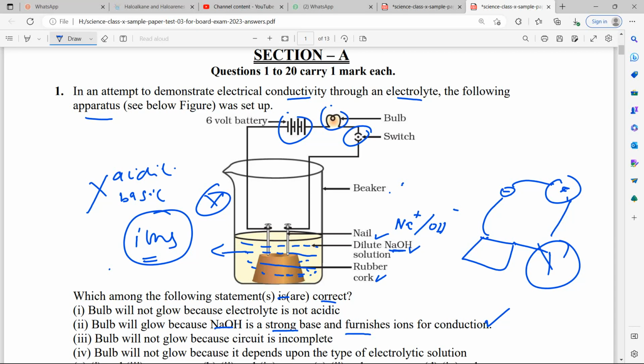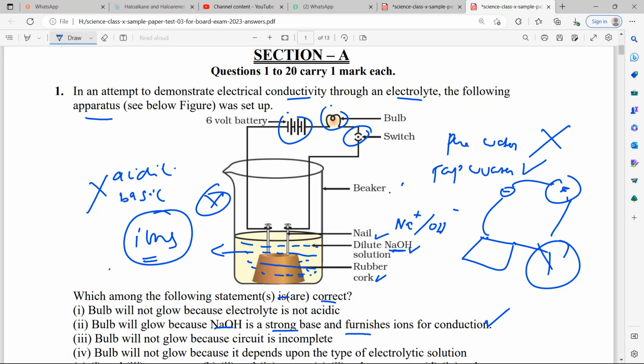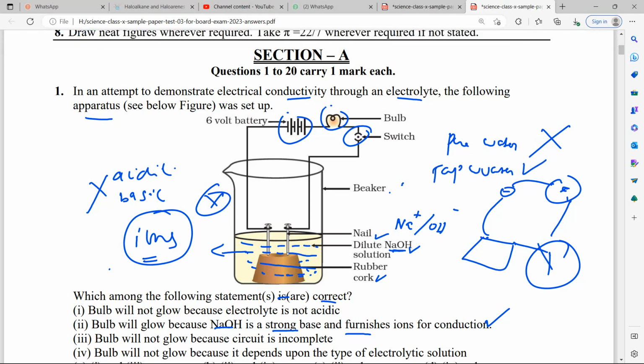I have a question here. Pure water does not conduct electricity, but tap water conducts electricity. How? In pure water there are no ions. In tap water there are impurities, and the impurities serve as ions, so it conducts electricity. Because of the presence of ions, the circuit closes and it conducts electricity.